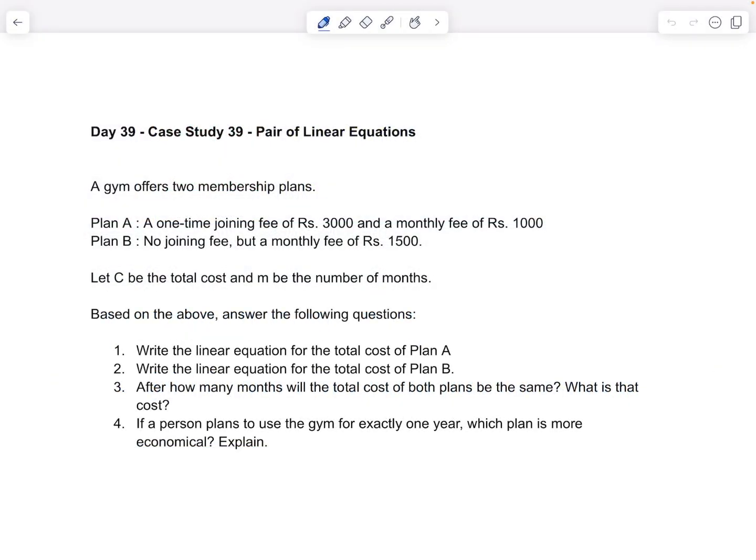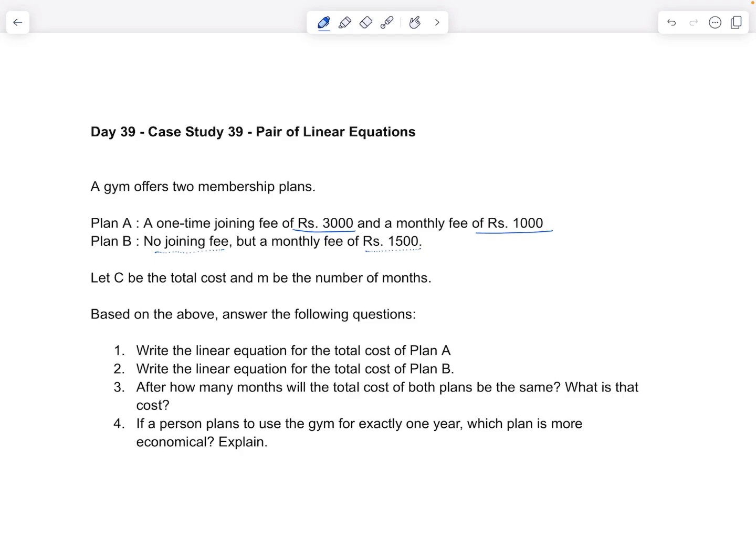The question goes like this. A gym offers two membership plans. Plan A: a one-time joining fee of rupees 3000 and a monthly fee of rupees 1000. Plan B: no joining fee but a monthly fee of rupees 1500. Let C be the total cost and M be the number of months. Based on the above, answer the following questions.